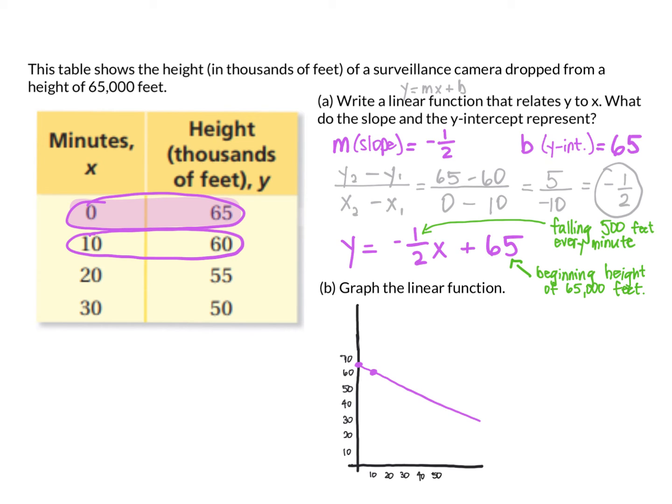And let's see how accurate my line was, okay? At 20 minutes, it should be 55, 20, 55. Wow, that's pretty darn accurate. And at 30, 50, 30. Oh, got it. All right, so my line skills were good today. All right, so that is how you graph the linear function.